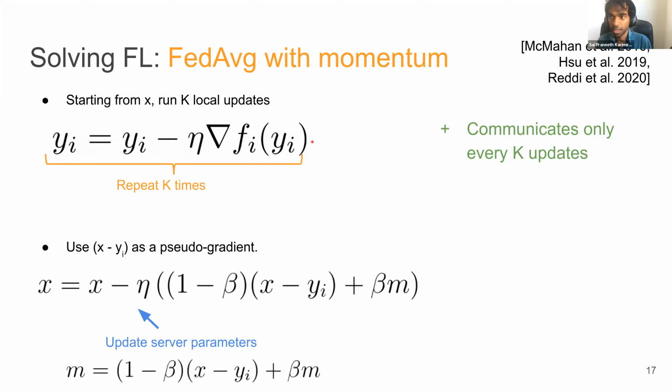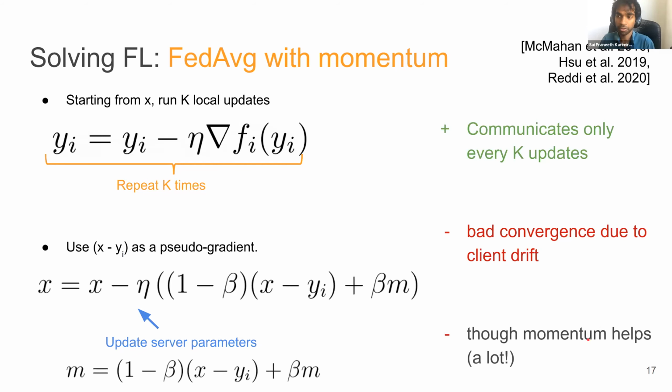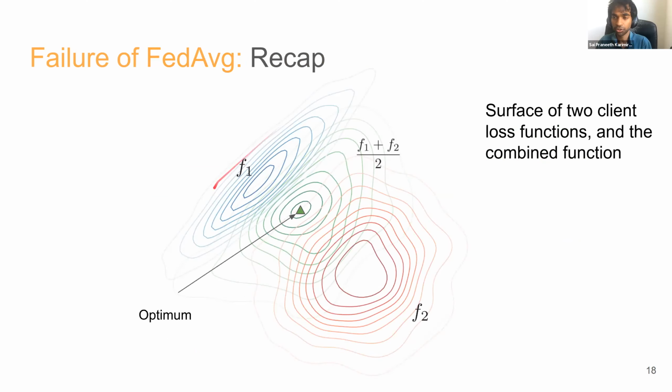But then this has some problems. It has what is called client drift. Doing those k updates incurs what we call client drift. The momentum helps. Actually, people have found that momentum helps a lot in this setting. I'll do a quick recap, just for people who are not familiar with this concept, of why federated averaging experiences client drift.